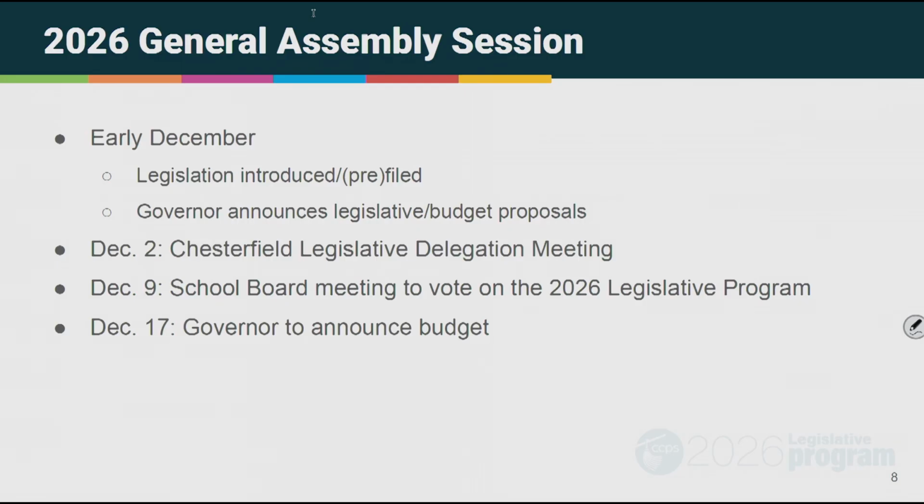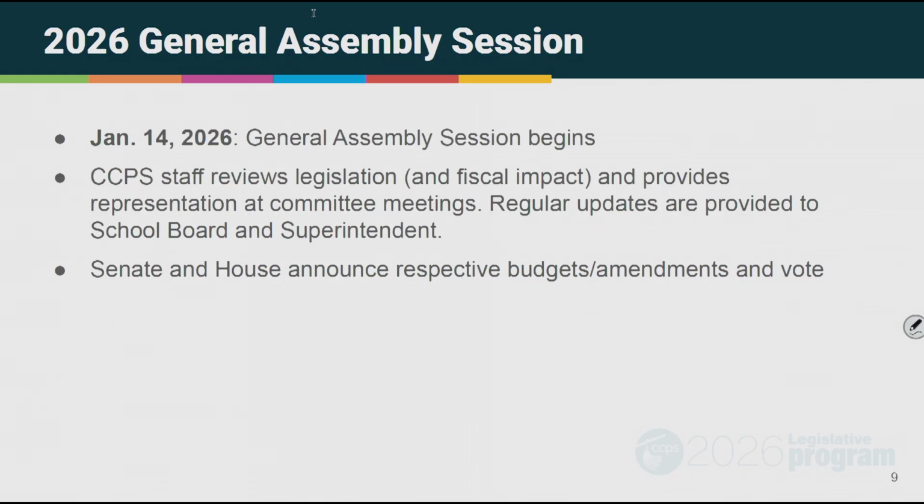Early December, we had our legislative delegation meeting, which was a very productive conversation with our delegation, with some new members joining the delegation. And obviously, listed here was our prior date of December 9th before we rescheduled this meeting. Yesterday, the governor did make announcements regarding the budget. I'll talk about that in a few moments as well. The session does begin on January 14th.